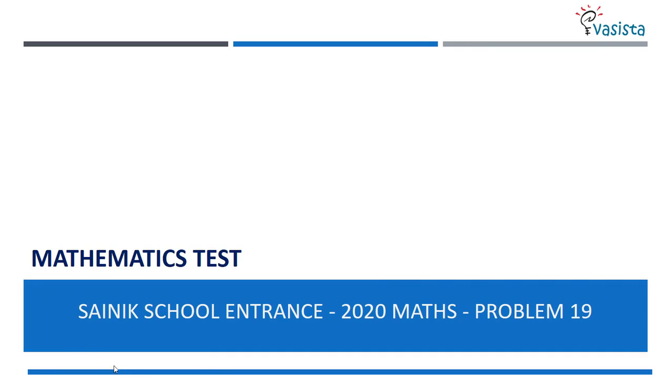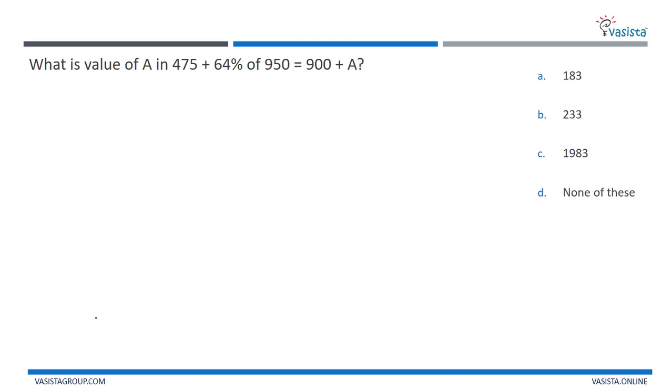Let me solve the 19th problem. So it's a simplification problem. See what the question is. What is the value of A? We are supposed to find the value of A.